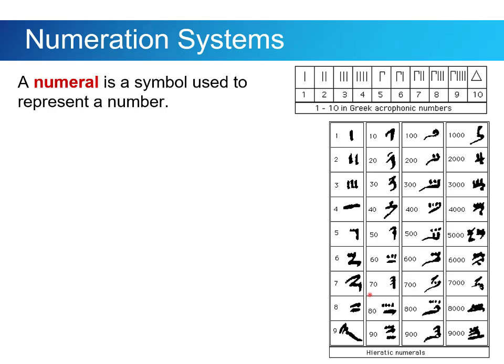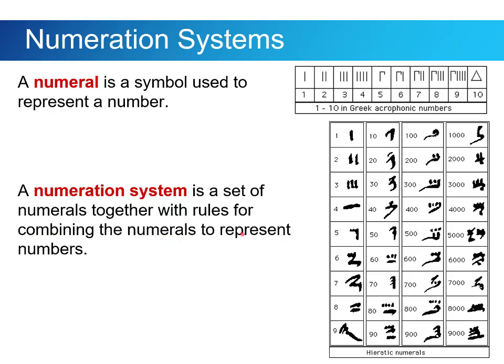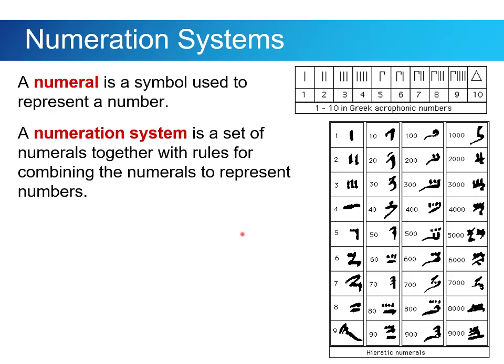Numeration systems. A numeral is a symbol used to represent a number. So, for example, 2 is a numeral and 27. Those are both numerals. They're things I write down to represent a quantity. A numeration system is a set of numerals together with rules for combining the numerals to represent numbers. So again, 2 is a numeral, 7 is a numeral, but if I combine them this way, then it has a particular meaning. And if I combine them this way, it means something different. In the first case, it's the quantity 27. In the second case, the quantity 72.